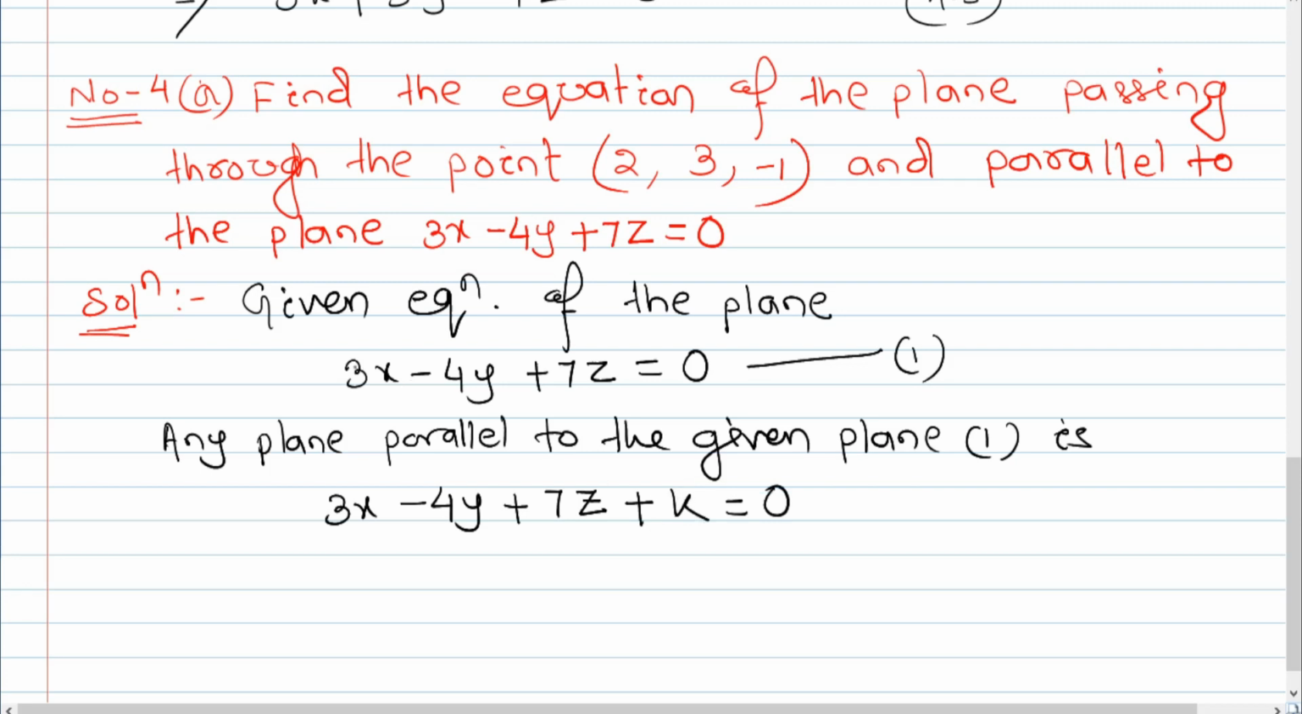Since it is parallel, we need to satisfy this condition. a1 by a2, 3 by 3 is 1, minus 4 by minus 4 is 1, 7 by 7 is 1. So a1 by a2 is equal to b1 by b2 is equal to c1 by c2.